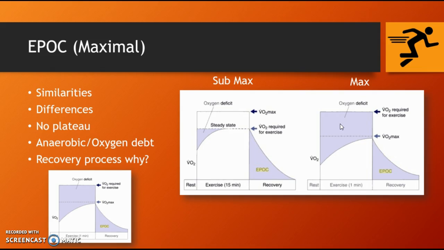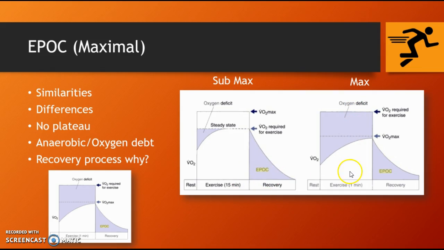So there'll be a much larger oxygen deficit. As you can see here, there is a much larger one. If we look at the VO2 required for exercise, and then the VO2 required for exercise here, there's a massive difference, because this is the VO2 max, whereas the VO2 max is only here on the maximal, and yet we need more VO2 for the exercise.